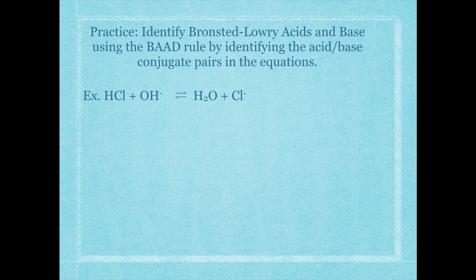So if you look here, I give you a reaction. Hydrochloric acid is reacting with hydroxide ions to produce water and Cl minus. So the first thing that we need to do is identify the Bronsted-Lowry acid and the Bronsted-Lowry base. If you compare HCl to the chloride ion on the product side, HCl has lost that proton, the hydrogen ion. Therefore, it is going to be the Bronsted-Lowry acid. Hydroxide has accepted that proton, that hydrogen ion. Therefore, OH minus is your base.